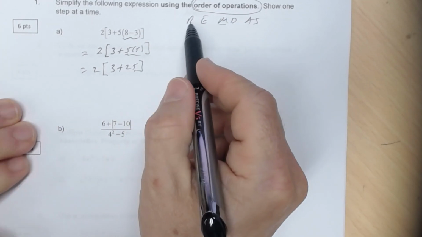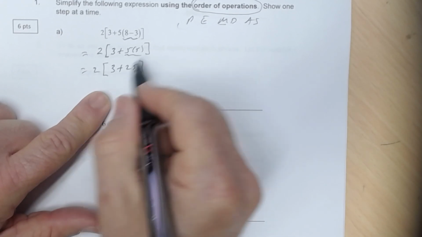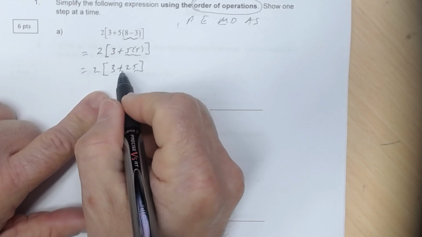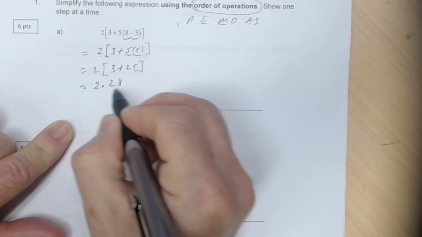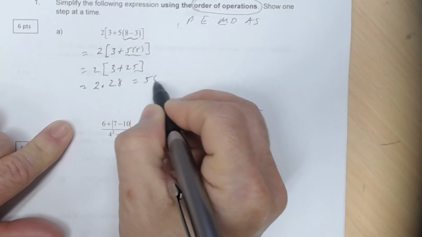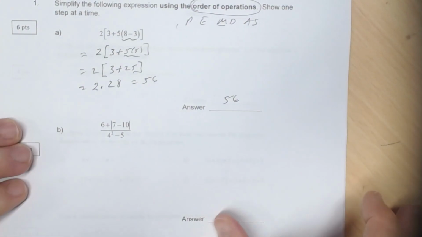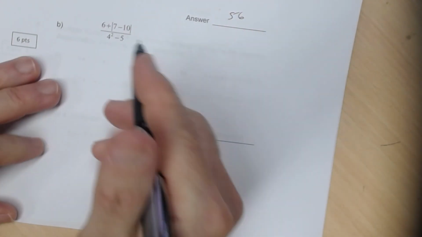So according to the order of operations, I'm going to do brackets first. And inside the brackets, I have addition. So that's 2 times, and then 28. And then 2 times 28 is 56. All right. Same thing in part B.